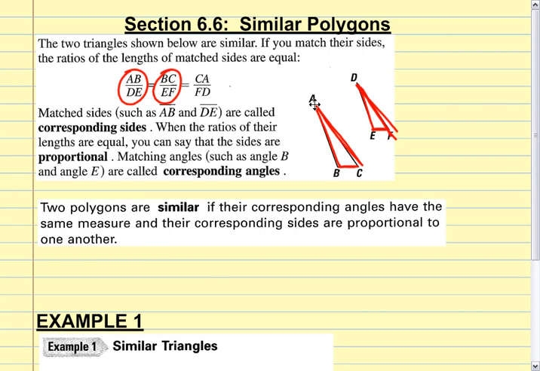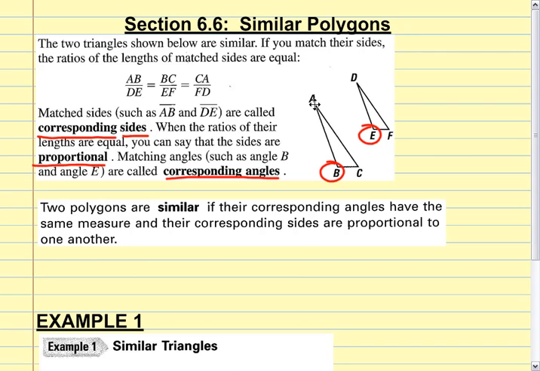Now, let's read this next part. Matched sides, such as AB and DE, are called corresponding sides. That's important. When the ratios of their lengths are equal, you can say that the sides are proportional. Matching angles such as B and E are called corresponding angles. That first bit was just to give us some definitions of what we're talking about.